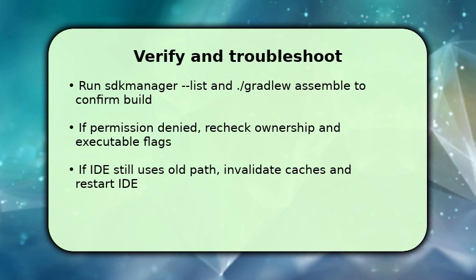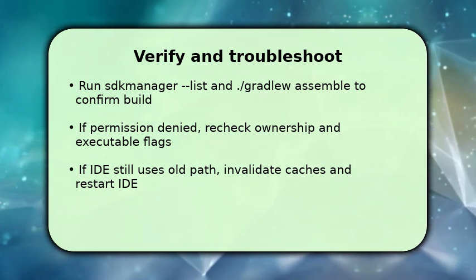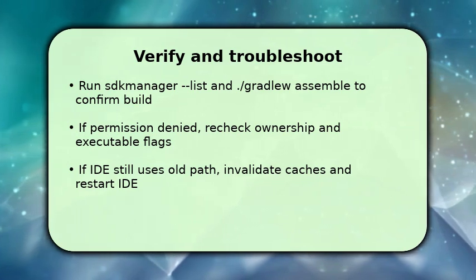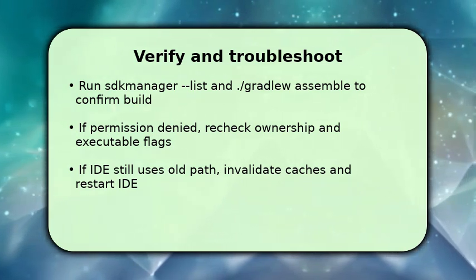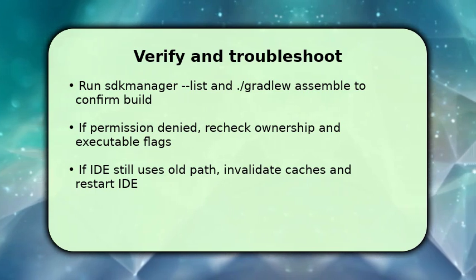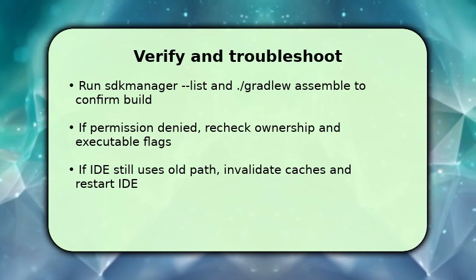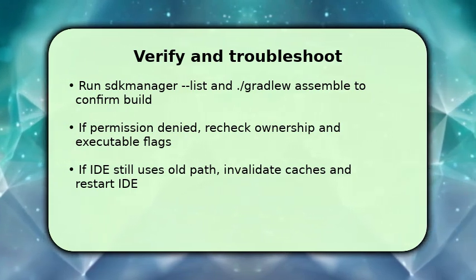If Android Studio stubbornly points to the old root path, invalidate caches, restart the IDE, and reopen project settings to reselect the SDK. One key tip: if problems persist, temporarily set ANDROID_SDK_ROOT in your CI or terminal session to test quickly.